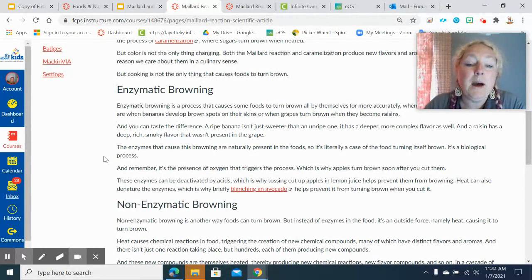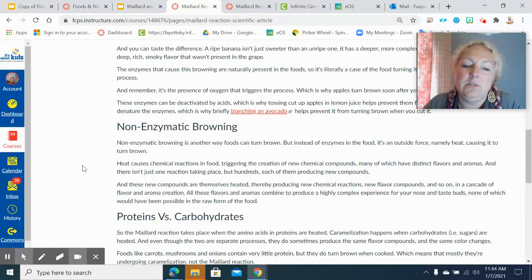And by the way, you can blanch some things to make that stop, or in the case of apples, a lot of times I'll just very lightly shake them around in a bowl with a little orange juice squeeze or a little lemon juice, a little vinegar, a little acid, and that will stop that. And that's how your apple slices don't turn so brown on a fruit tray.